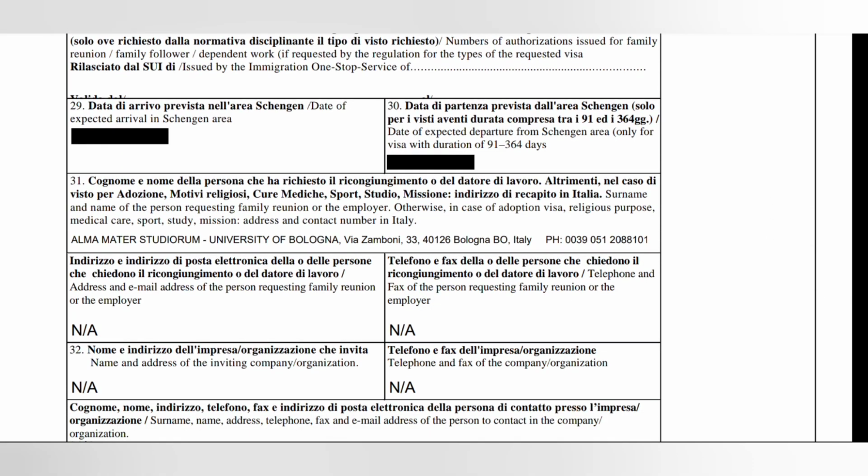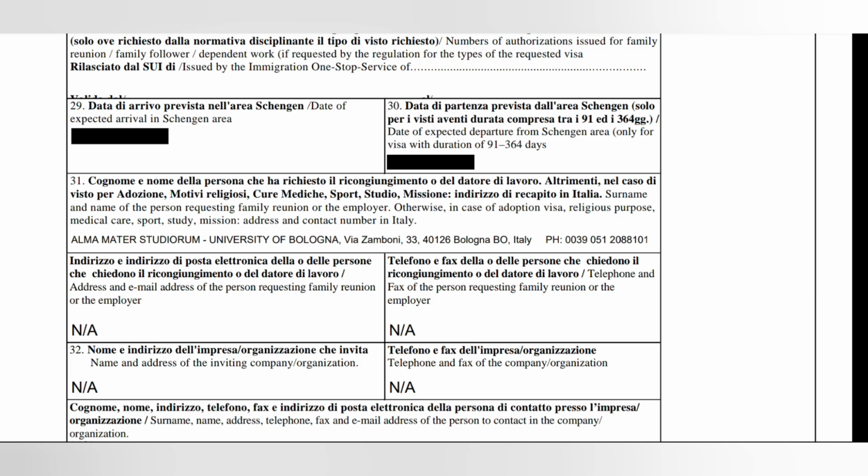Date of expected arrival in Schengen area. So you can write the expected date, it doesn't need to be accurate, but just predict that if your visa appointment will be on this date, you will get your visa by this date, most probably after a month and a half, and then you will travel after these days, like 10-15 days after receiving your visa. So just predict it and write the date. It doesn't have to be accurate, so don't worry about that.